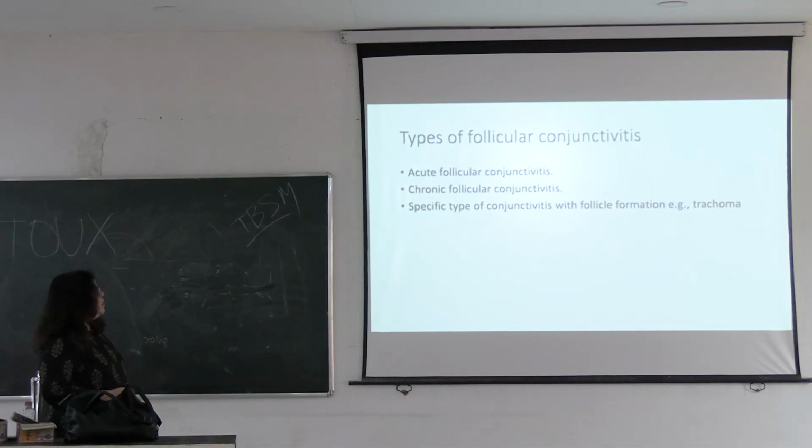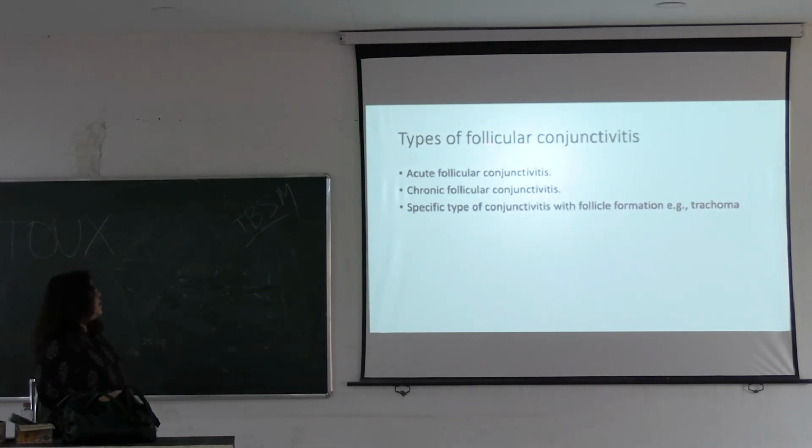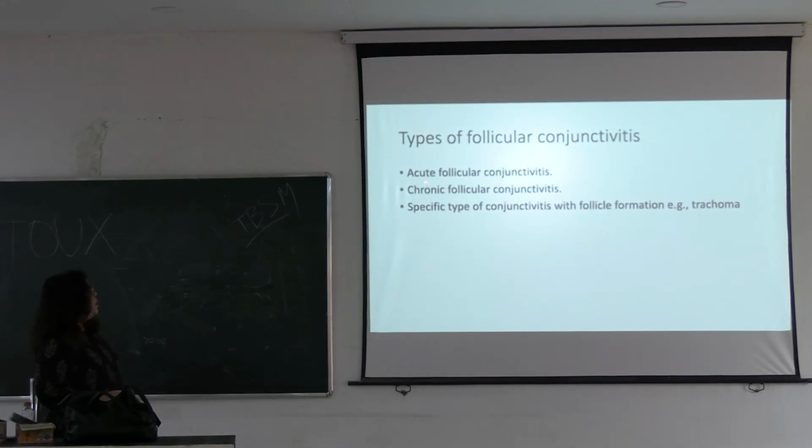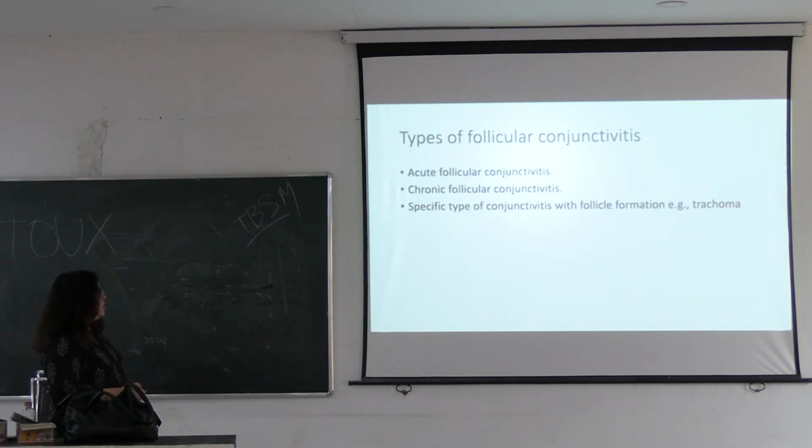Then types of follicular conjunctivitis. Here follicular conjunctivitis is again divided into 3 groups according to the presence of follicles: acute follicular conjunctivitis, chronic follicular conjunctivitis, and a special type of follicular conjunctivitis, that is called trachoma. We have already taught and discussed it.